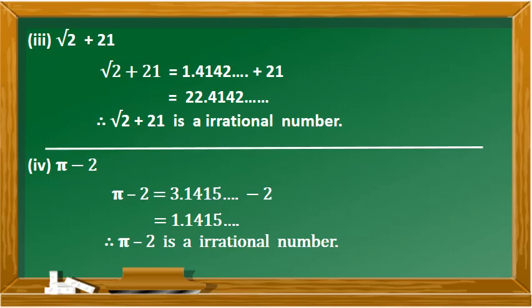The fourth is pi minus 2. Here it is subtracting a rational number from an irrational number. They have given you the value of pi. Substitute the value of pi there as 3.1415 minus 2. You have learned that the difference between a rational and an irrational number is always an irrational number. Now here you are subtracting as it is. So what is the solution you are getting? You are getting 1.1415... Hence pi minus 2 is an irrational number.